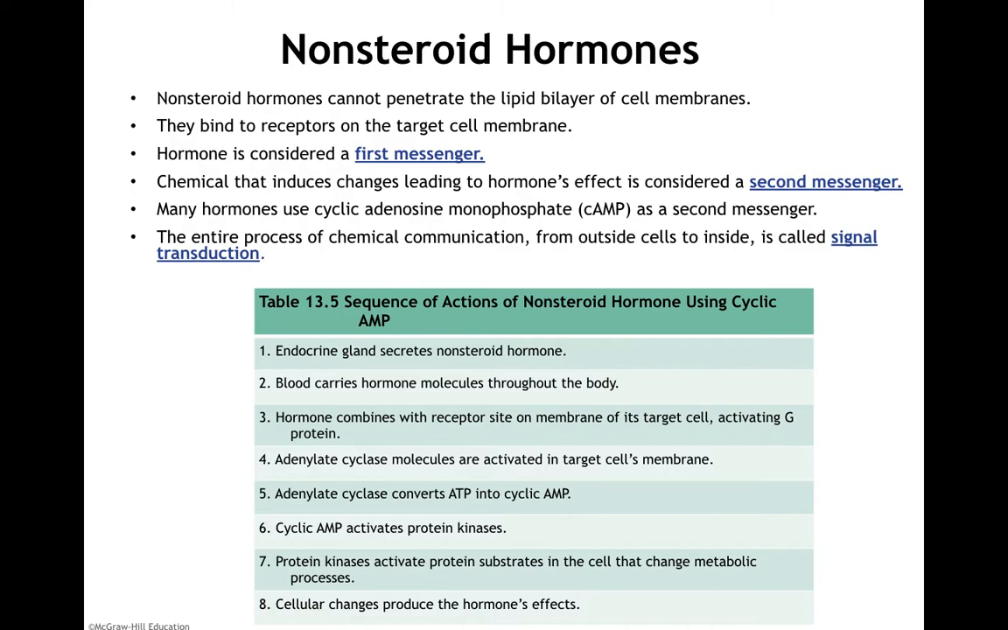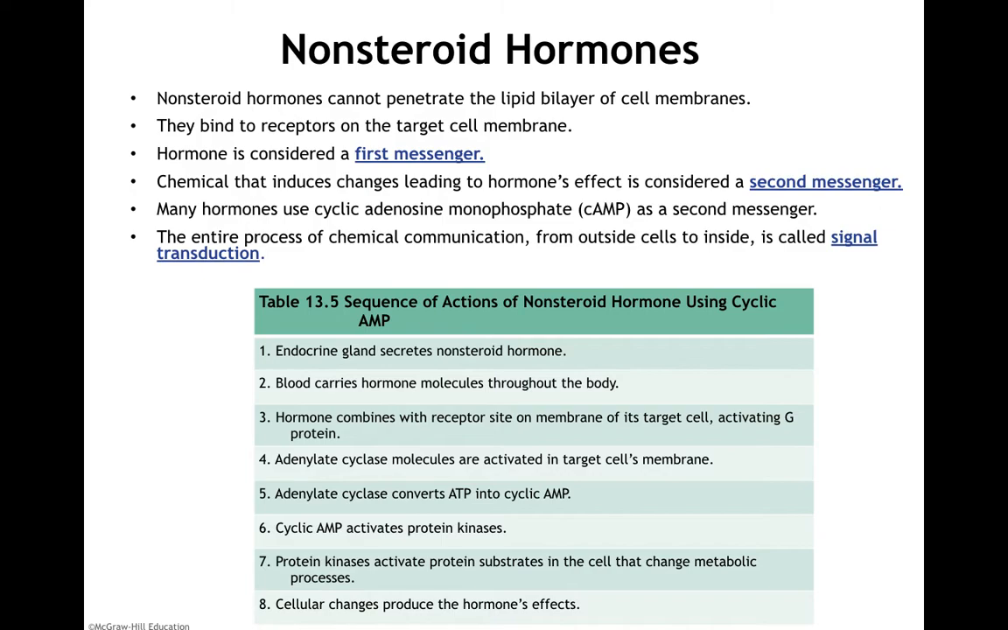A lot of hormones use cyclic AMP as a second messenger. That's ATP with two phosphates removed and then hooked up to itself end to end. That entire process of chemical communication from outside the cell to inside is called signal transduction, because that message has to go from the hormone binding to the receptor, activating the second messengers, and the second messengers doing what they do inside the cell.